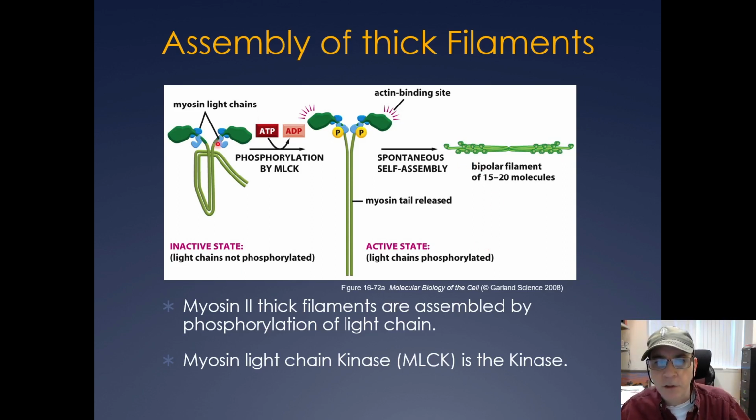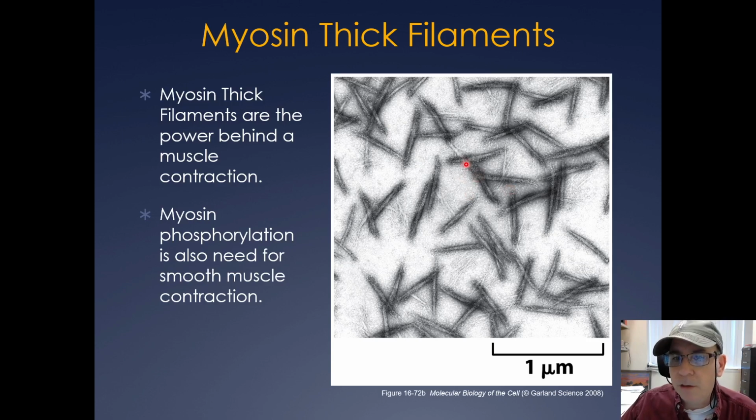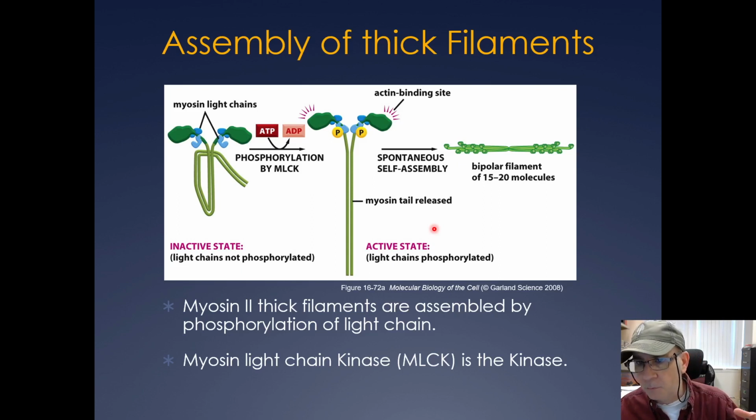Okay, and so this is the first step in the assembly of that bipolar filament, where you have this thick filament assembled for muscle cells. And we already saw a better image of the myosin thick filaments, but here it is again. And once again, the myosin light chain kinases will phosphorylate the myosin light chain and cause it to assemble these thick filaments. Okay, and this is really where the power comes in a muscle contraction. These two bipolar filaments moving in opposite directions, pulling the actin together in the sarcomere.